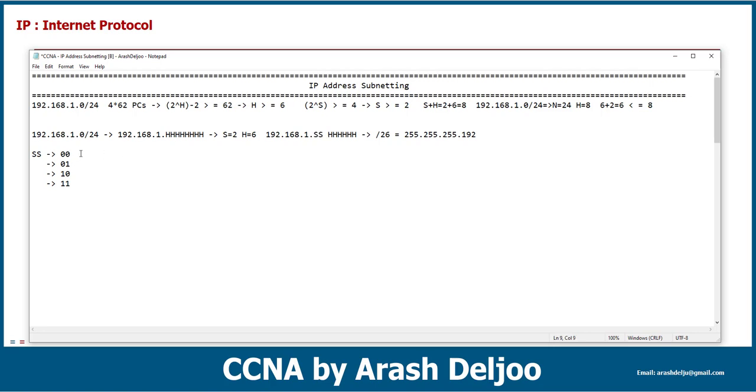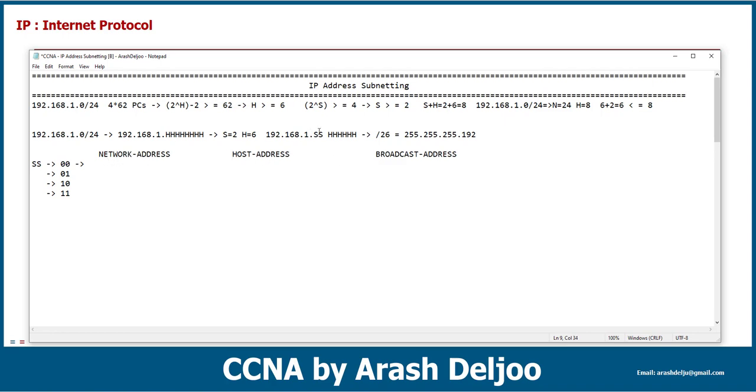Okay, the first subnet network address. You know that we need to find the network address of each network. For network address we need to use the host bits as 0, and after that we need to find the broadcast address for each network. And after that the host addresses are the addresses between the network address and our broadcast address. Let me find these values.